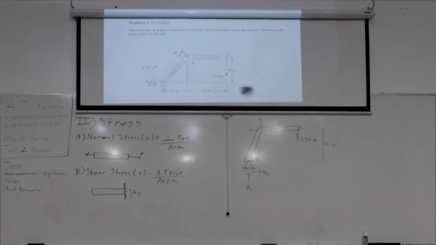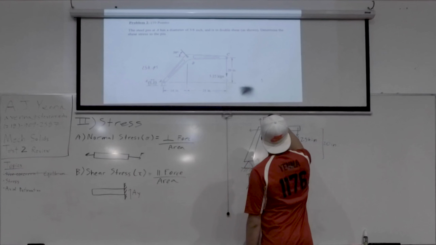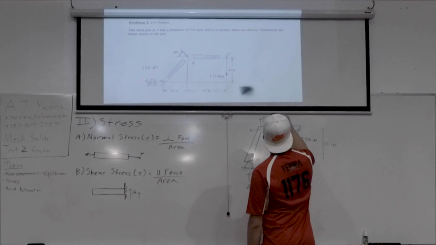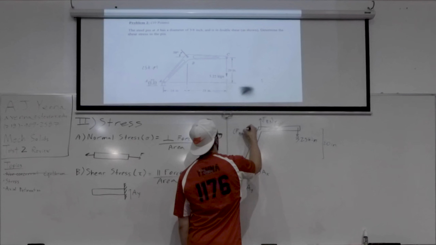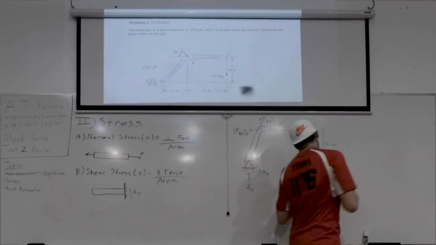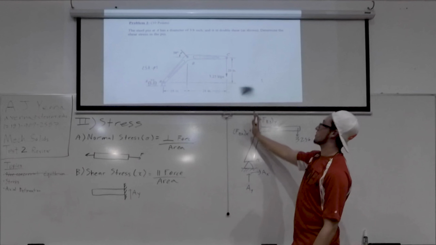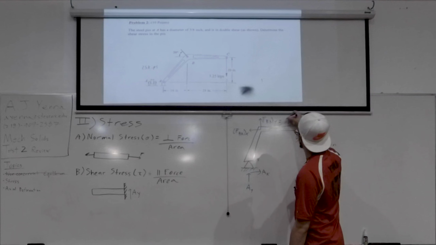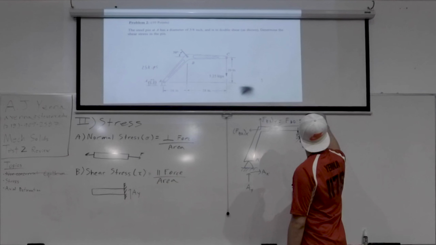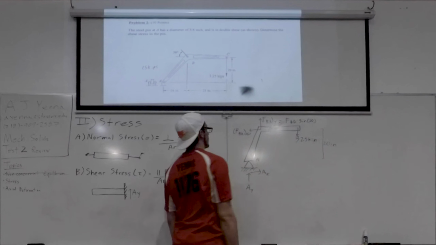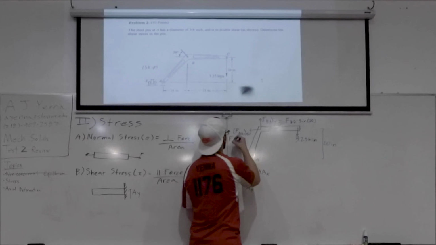So the two components that you're going to get are going to be FBD Y and FBD X. FBD Y is just the force in BD times the sine of 50 because it's the vertical component of it. And FBD X is FBD times cosine 50 because it's adjacent. I'm sure you guys all have figured out trig by now.